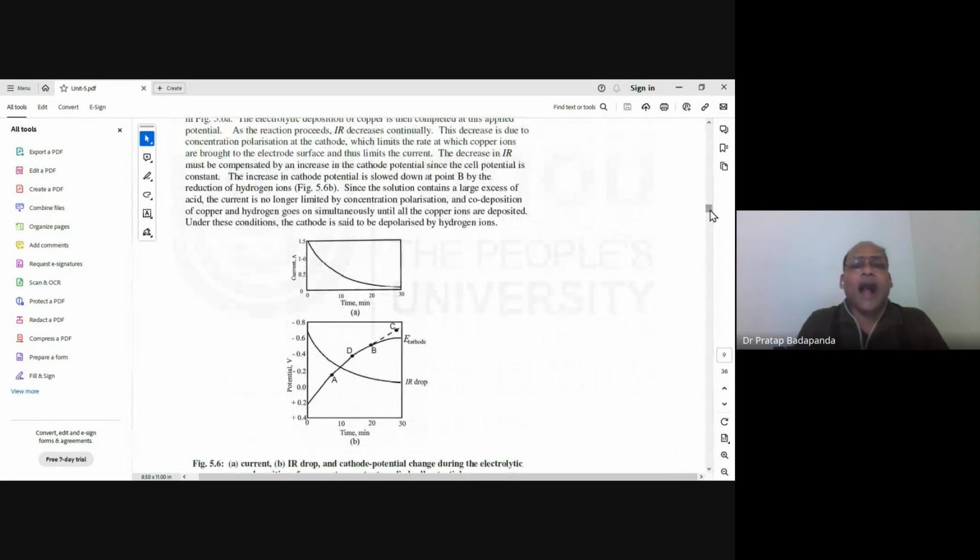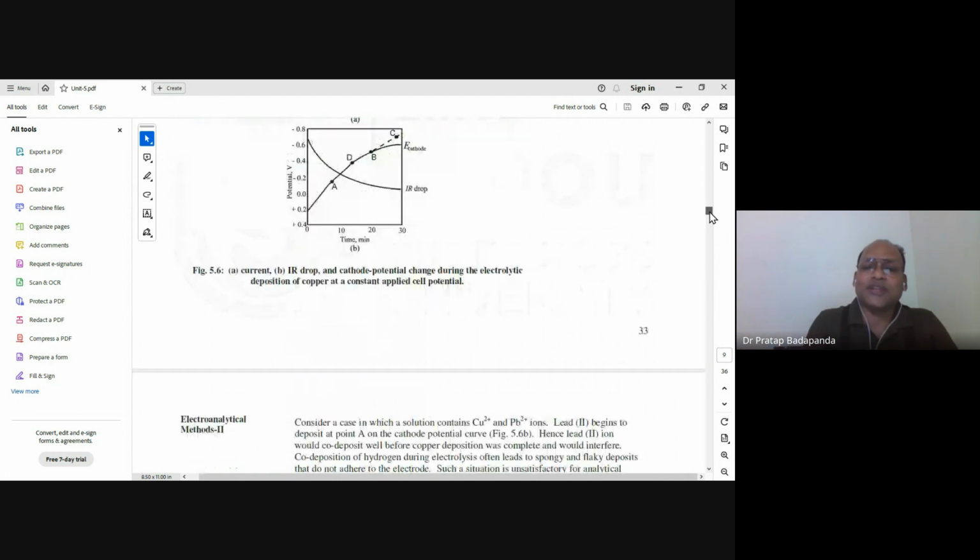As the reaction proceeds, IR decreases continuously. The decrease is due to the concentration polarization at the anode, because we learned how the ions migrate towards the oppositely charged electrode, at the equilibrium state. This limits the rate at which copper ions are brought to the electrode surface, the limiting current. That's why the current changes, and the concentration will increase towards the cathode side.